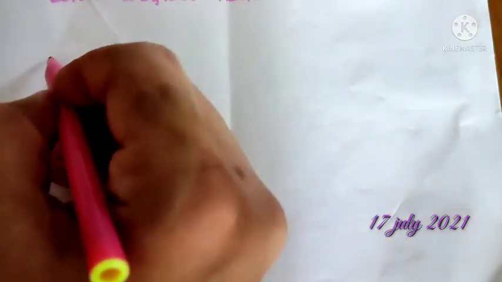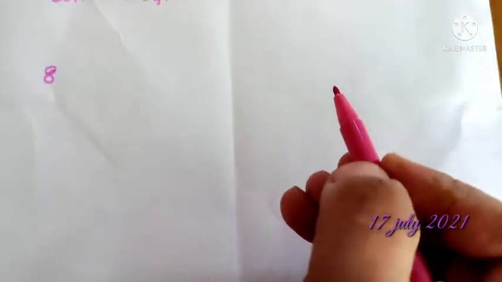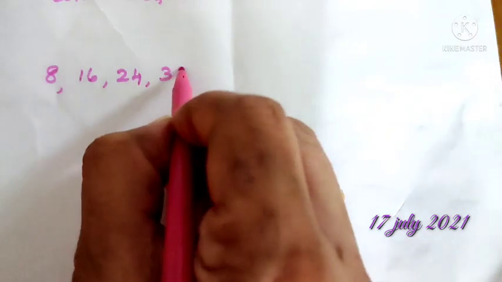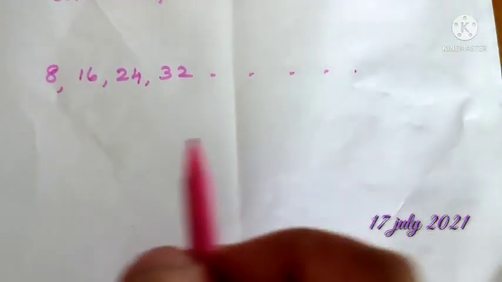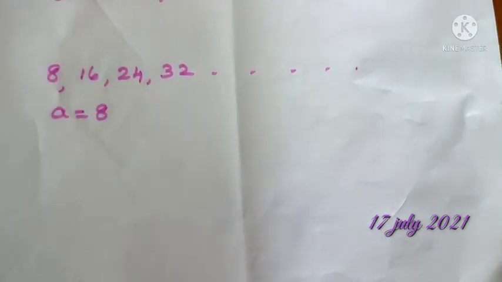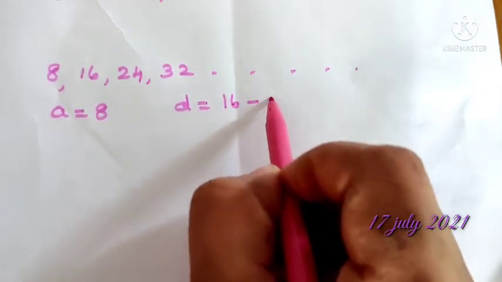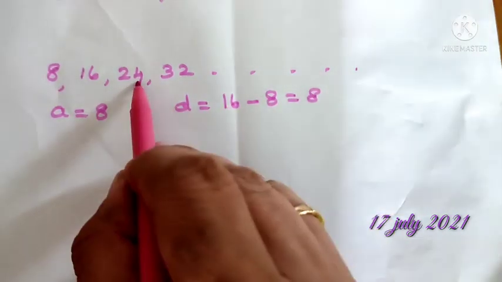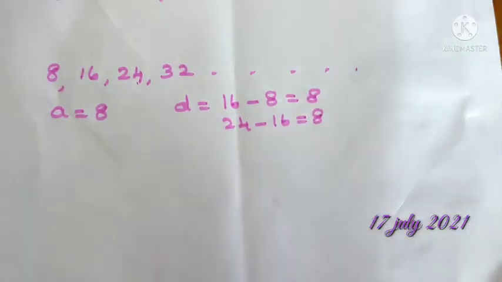Now another example, 8, 16, 24, 32. The question is general form of an AP. So we are taking that A equal to 8. Then what is D? D means second term minus first term. Again third term, 24, if I am taking 24 minus 16 equal to 8 only.